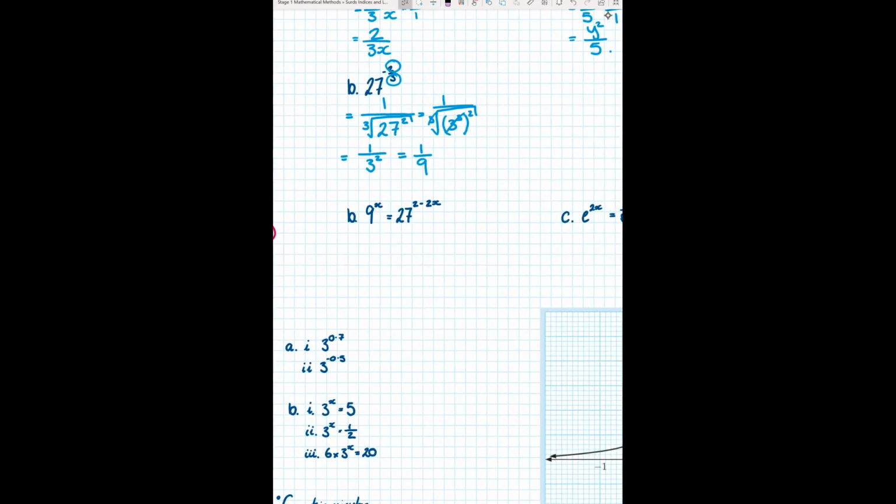Okay, for part B here, we have 9 to the power of x and 27 to the power of 2 minus 2x. Now we can't equate 27 as a power of 9, but we can identify that both of these can be written as 3 is the base number. So what we have here is 3 squared to the power of x is equal to 3 cubed to the power of 2 minus 2x.